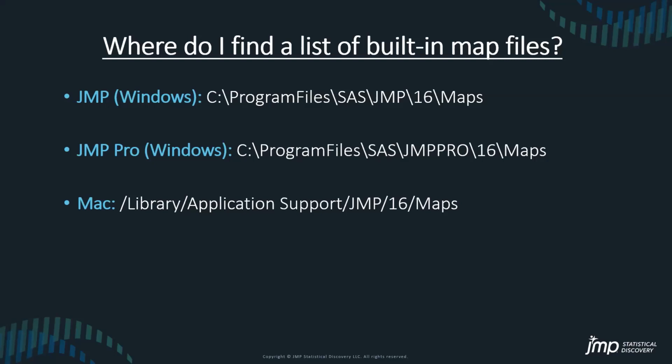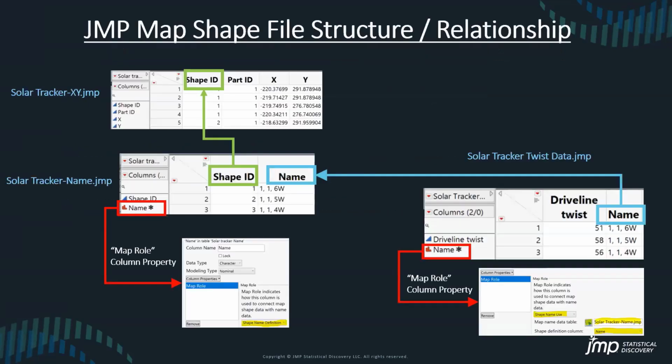And you don't have to do any map role column properties. So speaking of column properties, the JMP map shapefile structure and relationship. If folks have read any of the JMP documentation, it kind of just reads words, words, words. It's kind of hard to piece everything together. I hope this helps. This is just a graphic showing the 3 files that are in play.